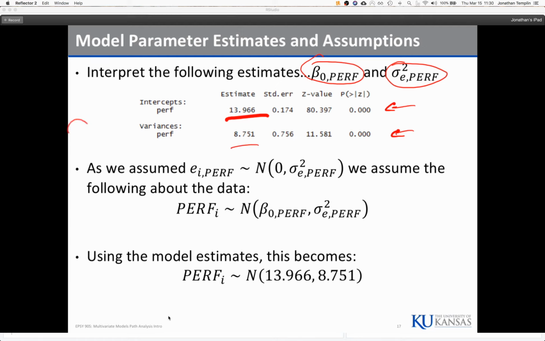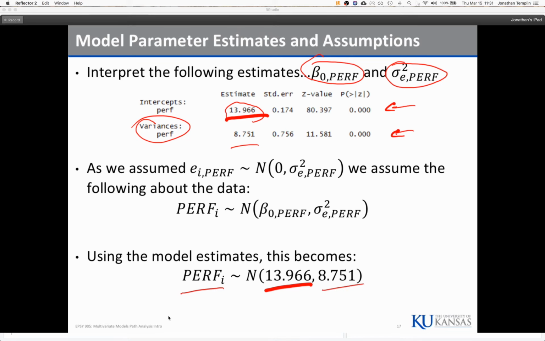You'll note this is on the scale of variance. This is not a standard deviation like we would find in lm. What this is telling us is that when we have no other predictors in our model, the intercept is effectively giving us the mean of our data. The mean of performance is 13.966, and the variance of performance is 8.751. So once we assume a normal distribution, we think that performance follows a normal distribution with a mean of 13.966 and a variance of 8.751.